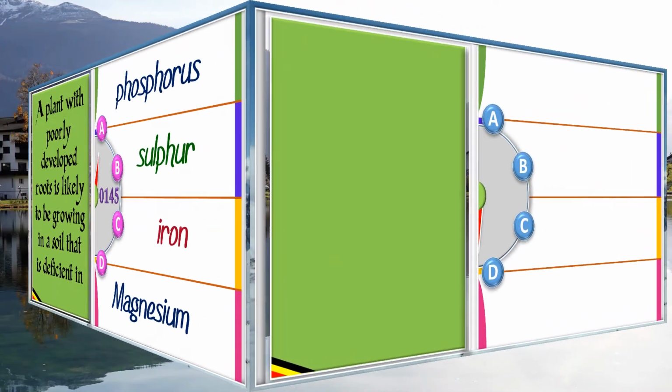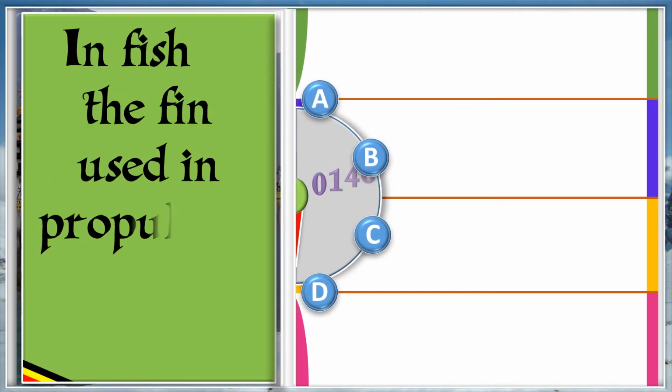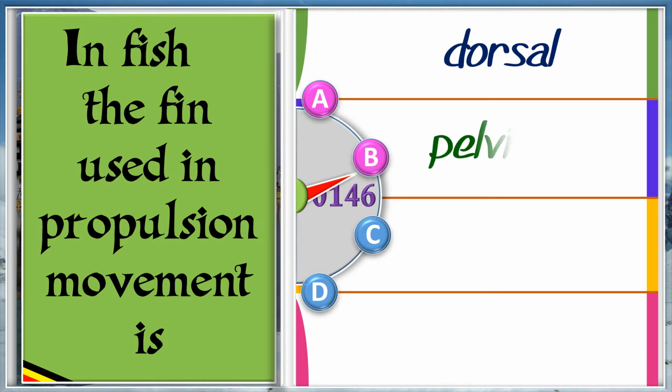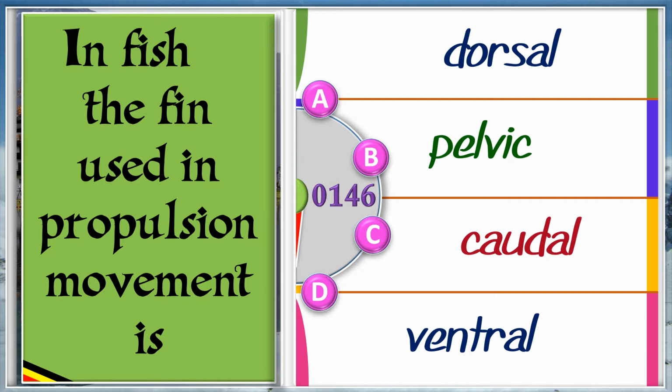In fish, the fin used in propulsion movement is: A. Dorsal. B. Pelvic. C. Caudal. D. Ventral. And the answer is C. Caudal.